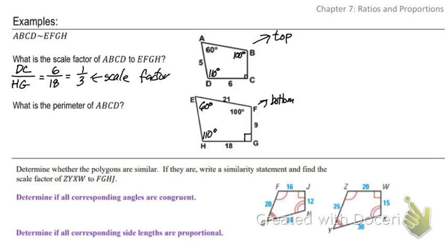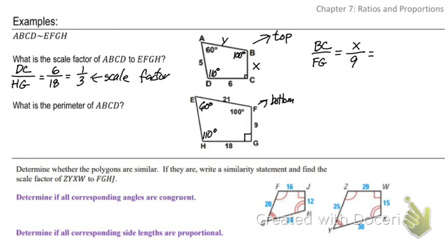All right. Then it says, what is the perimeter of ABCD? So I need to find, let me label it with X and Y. I need to find BC, which I'm going to call X. And I need to find AB, which I'm going to call Y. To find BC, I'm going to match it up with this corresponding side. This corresponding side is that FG. So I'm going to make the statement BC over FG. Well, BC, I have X standing for it. FG, I have 9 standing for it.